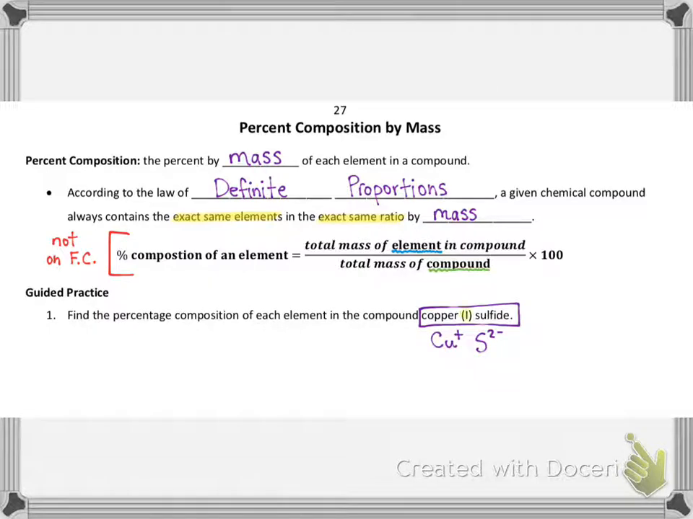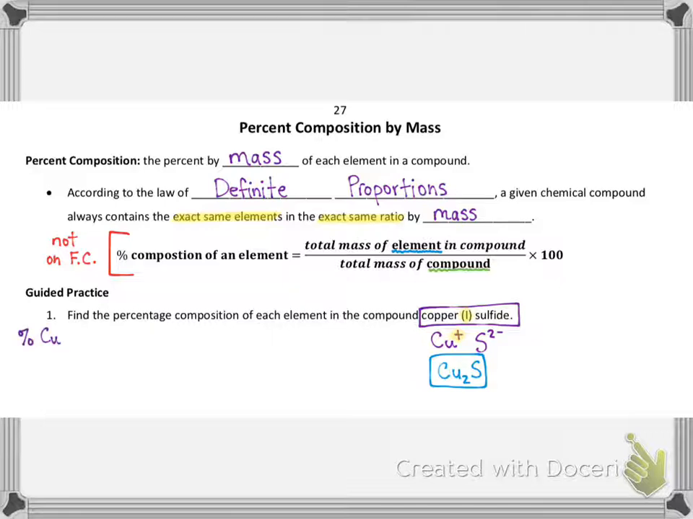First, remember that the Roman numeral tells you the charge on the copper ion. So this is copper with a 1+ charge. Sulfide, of course, is sulfur with a 2- charge. So now we need to make sure that the charges, when added together, combine to 0. That means I must need 2 coppers for every 1 sulfide ion. All right, now we have the formula. Now we can do the math.